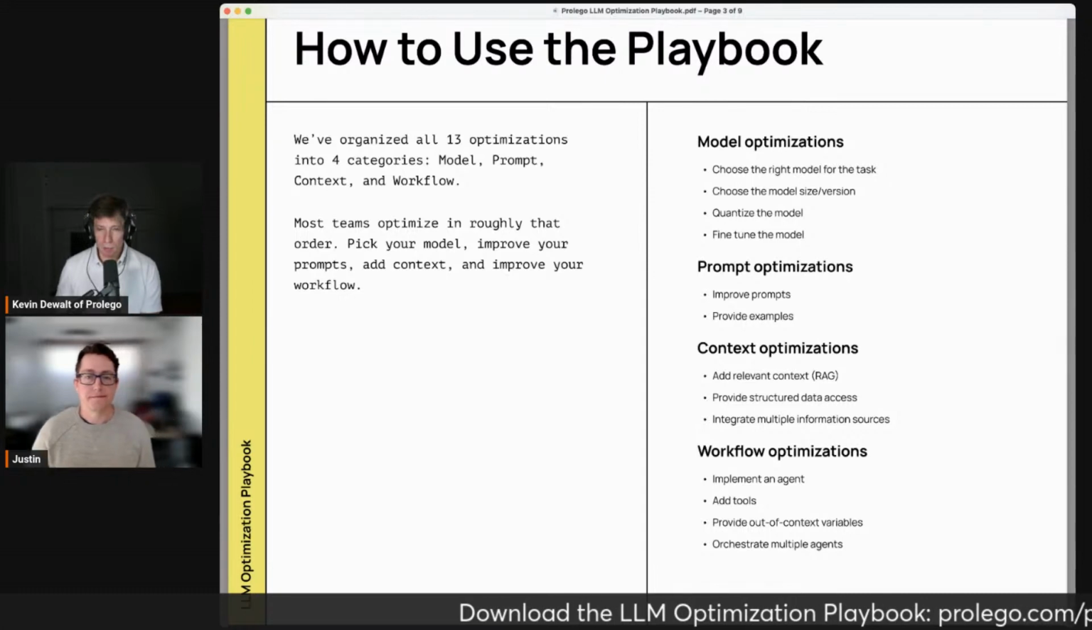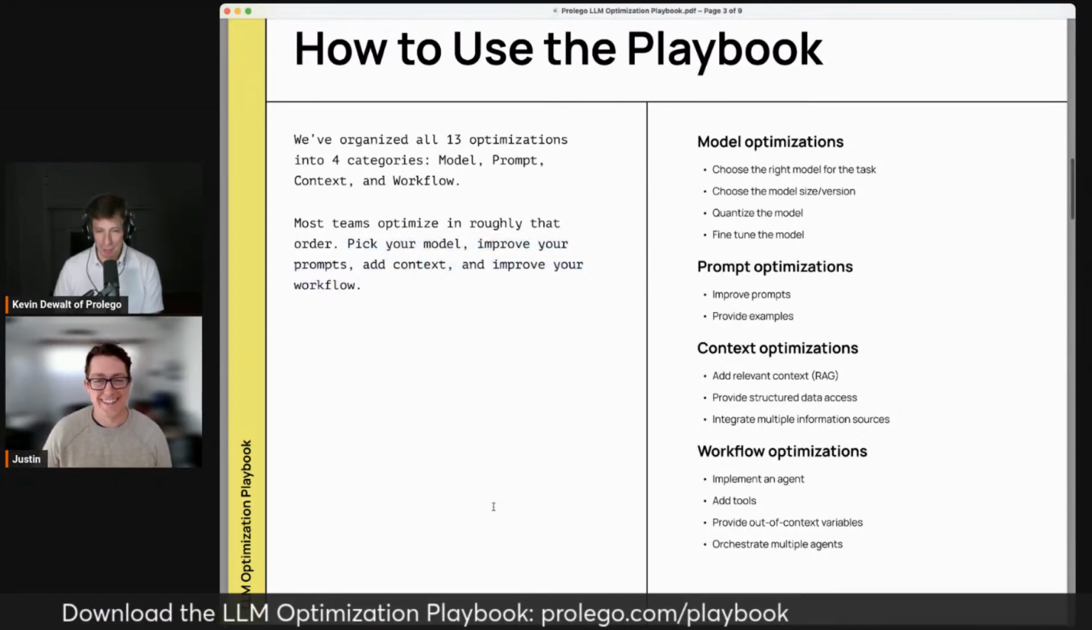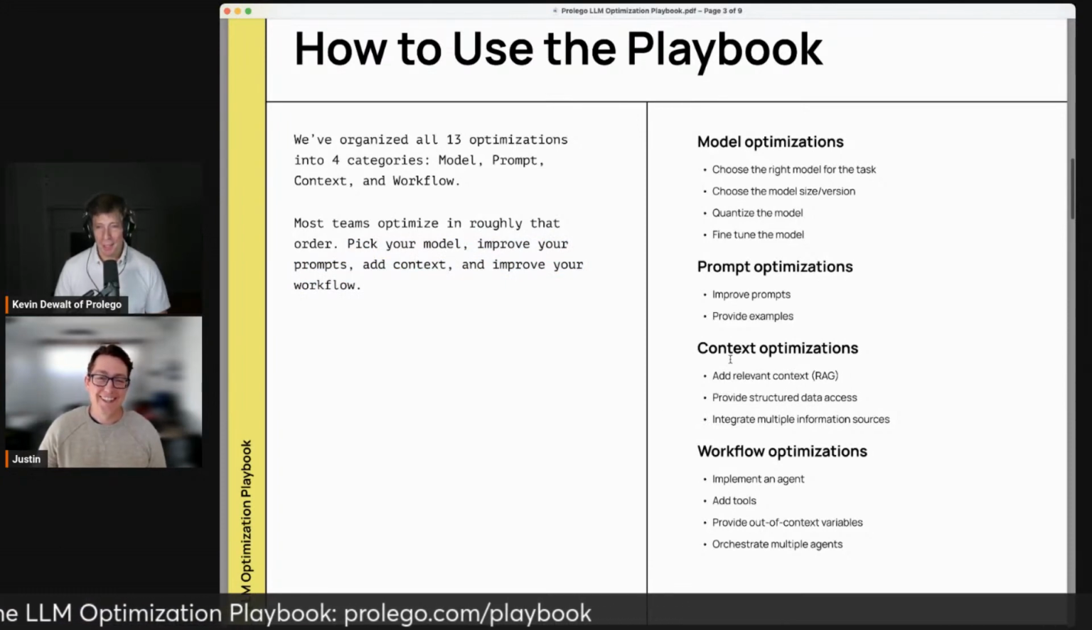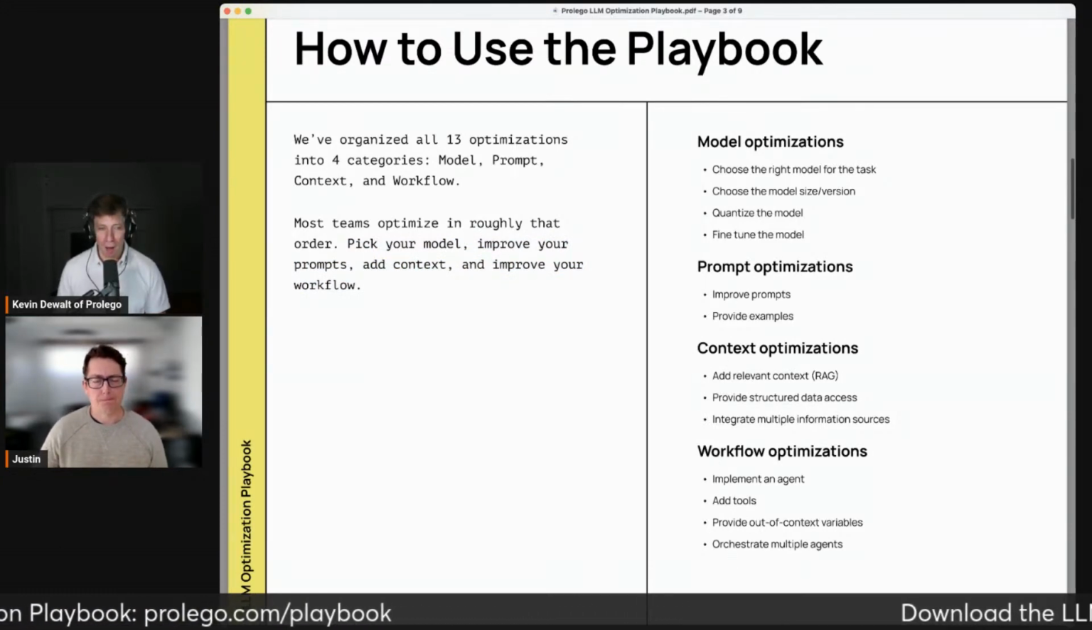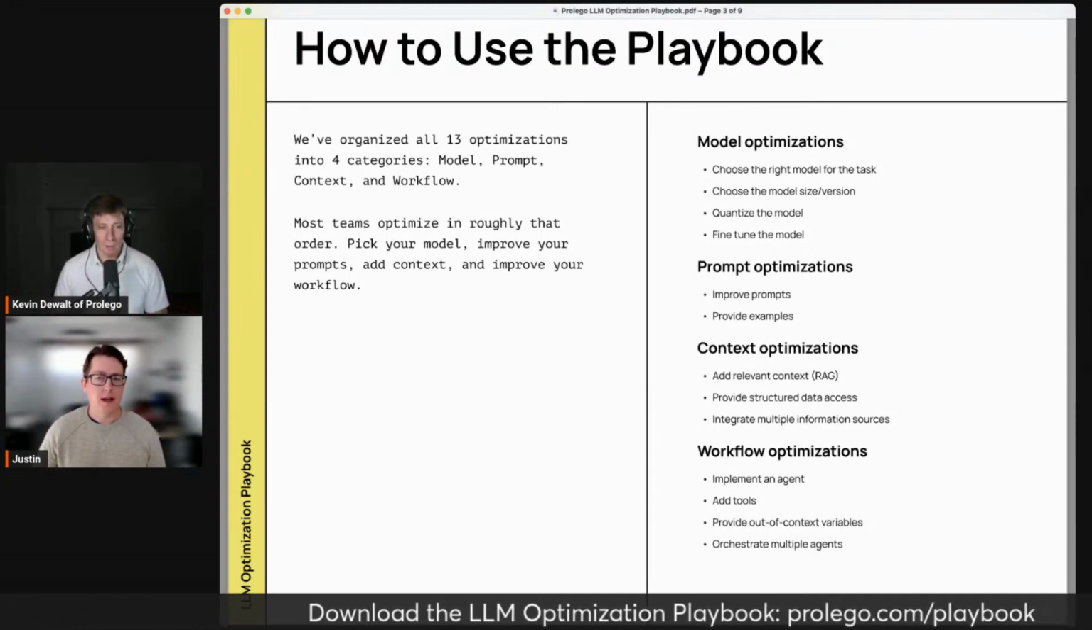Excellent. Is it fair to say, I hope you say yes, because I wrote it here in the document, that most teams go in this order at a high level: model, then prompt and context and workflow? Is that highest ROI, easiest to harder? Okay. Yeah, absolutely.